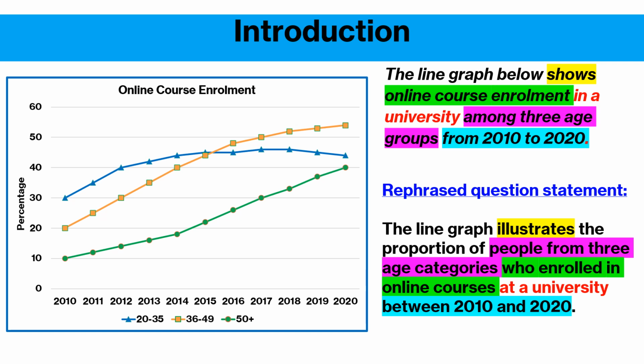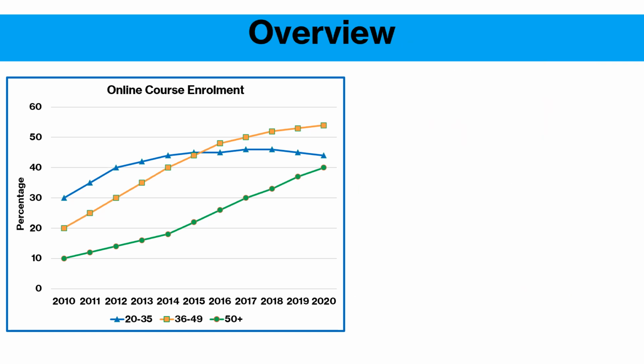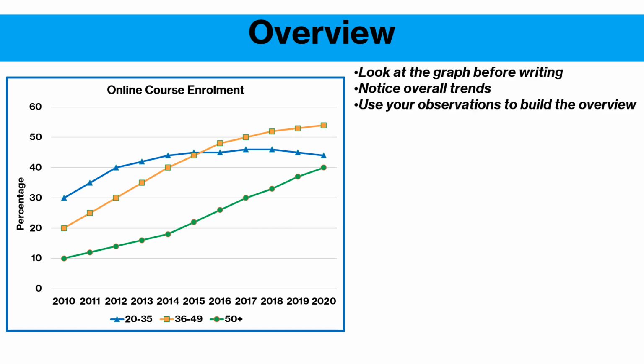Let's focus on the overview for the graph now. Before we write the overview, let's look at the graph carefully to understand the overall trends. If we look at the 36 to 49 and 50 plus age groups, we can see that the trend is quite similar. Both show a clear and steady increase throughout the period. However, the 20 to 35 group follows a different pattern. It rises at first, but then shows a slight decline towards the end.